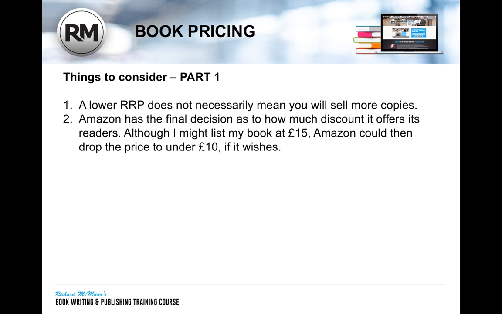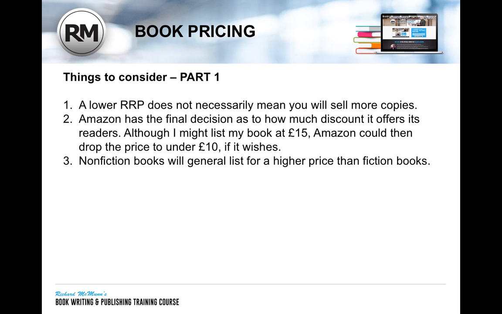Number 2, Amazon has the final decision as to how much discount it offers its readers. Although I might list a book at £15, Amazon are able to then drop the price to under £10 if it wishes. It's entirely up to them, but you will still get paid based on the recommended retail price. So if you're using Amazon Advantage and you're pitching your book at £15, that's the retail price, and Amazon will still take 60% off the retail price. You get 40% of £15 regardless of what price they sell it at.